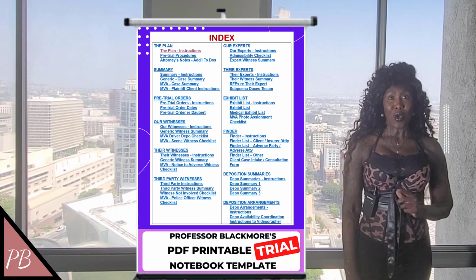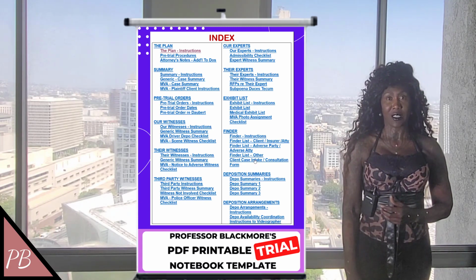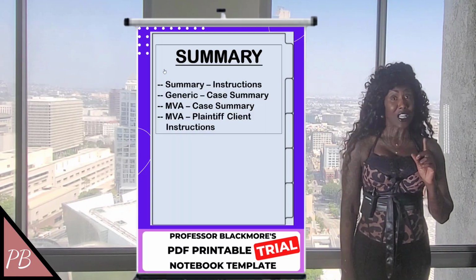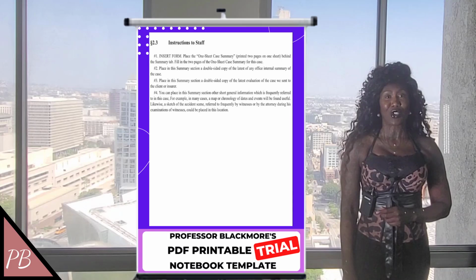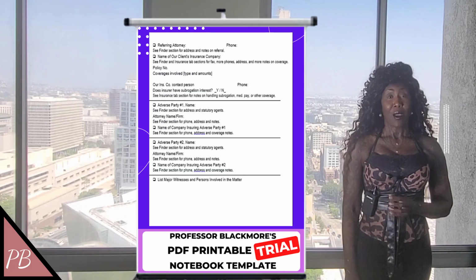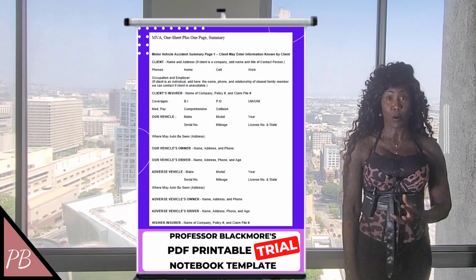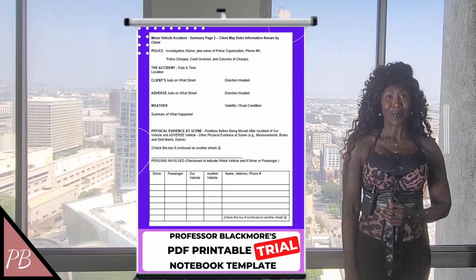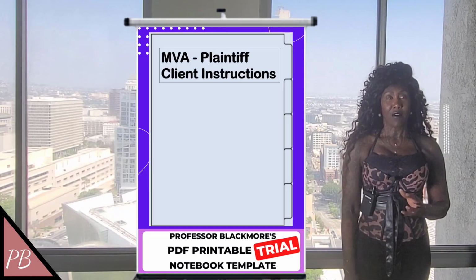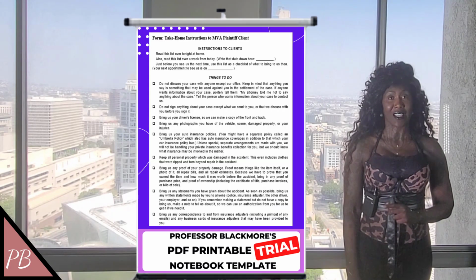So let's go to the next section, which is the summary section of the trial notebook template. And again, as you can see, the first subsection is the instructions. So you have the generic case summary here, but you also have access to the motor vehicle accident case summary here as well. And then you also have access to this handy list of instructions to give to your client in a motor vehicle accident case.